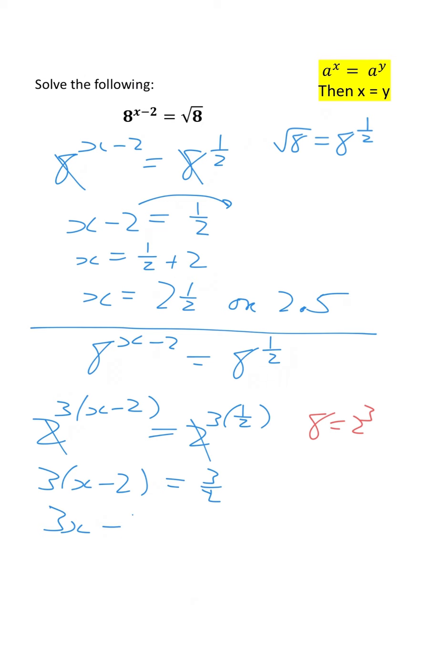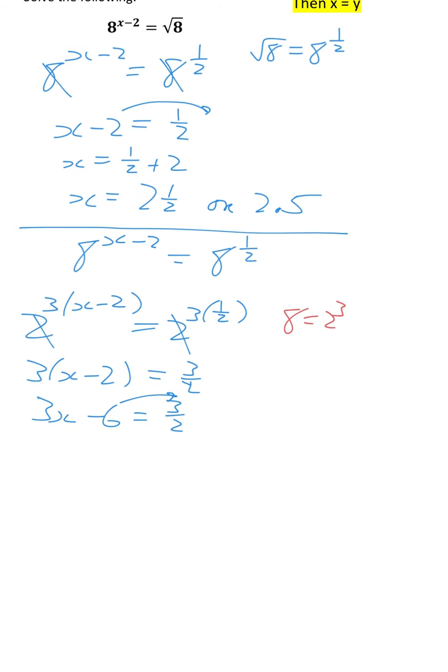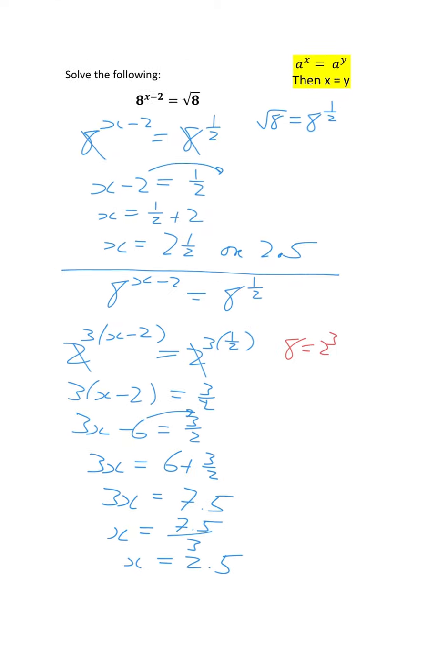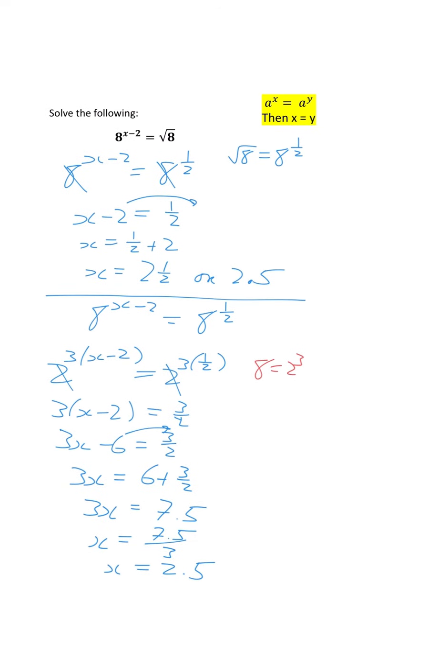So 3x minus 6 is equal to 3 over 2. Minus 6 goes across. So then I'm going to have 3x is equal to 6 plus 3 over 2. So 3x is equal to, that's going to be 7.5. x then equals 7.5 divided by 3, which is also going to equal 2.5. So we can see the second way is a lot longer, but it's just handy to know how I did it as well. Okay, so that's solving equations with indices.